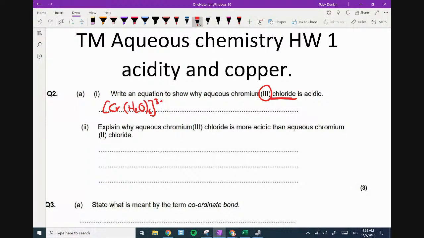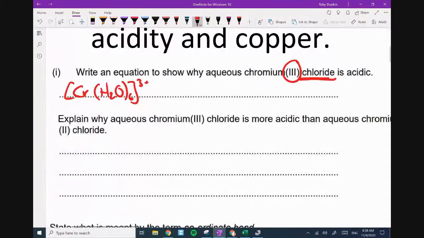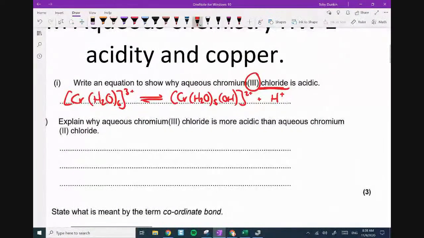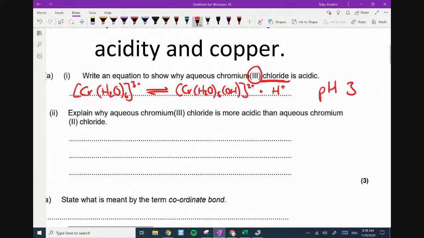There's the hexaaqua chromium 3+, and it is going to go in equilibrium. We're going to form Cr(H2O)5OH, this is the penta-aqua monohydroxide. And that's going to be now a 2+ and H+. There's the acidity. And just a reminder, all 3+ transition metals are pH 3 at 1 molar, give or take.